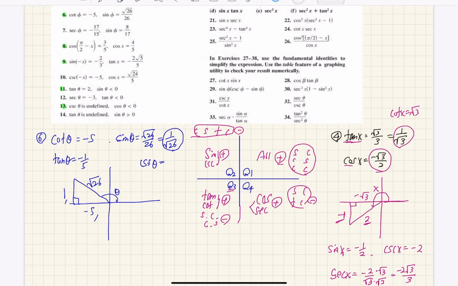Yeah, what's cosine? Next one. Cosine theta is adjacent over hypotenuse, so -5 over square root of 26. Rationalize, -5 square root of 26 over 26. What is secant? Secant should be the reciprocal of cosine. You better use the unrationalized number. So negative square root of 26 over 5.